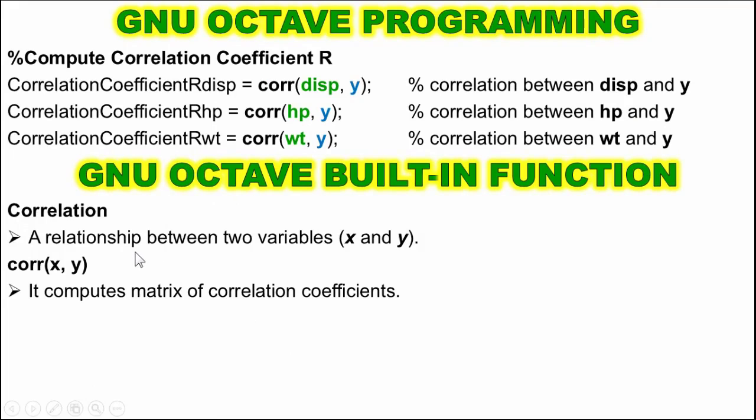Correlation is a relationship between two variables X and Y. The built-in function cor computes the matrix of correlation coefficients. This line computes the correlation between the cylinder displacement and miles per gallon. The next line computes the correlation between horsepower and the miles per gallon or the variable Y. The last line computes the correlation between weight and the miles per gallon or the dependent variable Y.